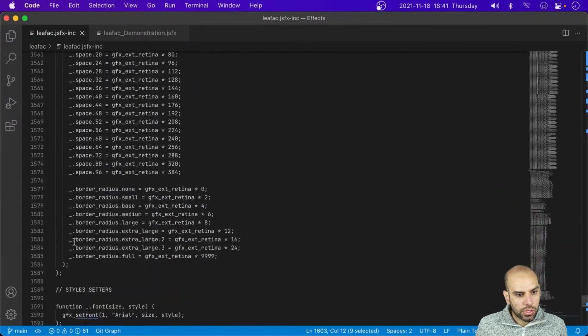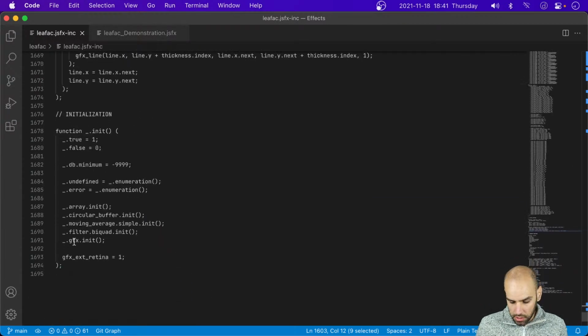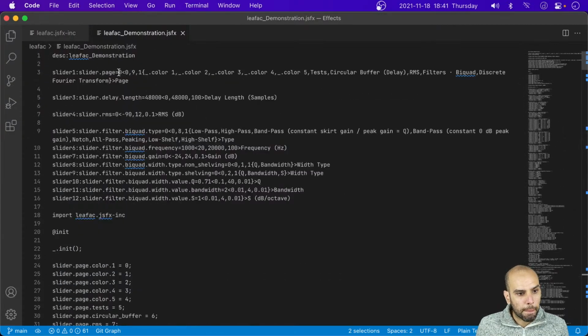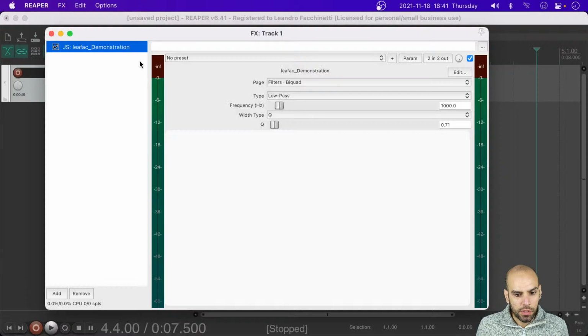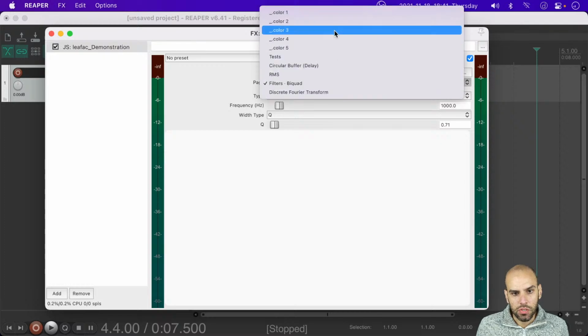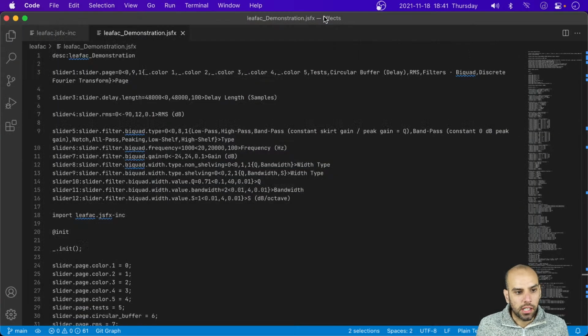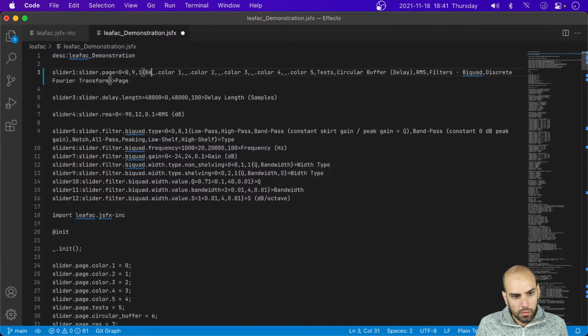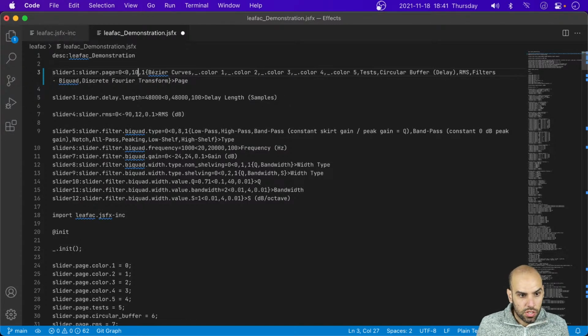So I'm going to start by defining, how about we start by using the function, and then we try to define the function. So let's create another page. This demonstration effect has several pages for the different things in the library. So how about we put this as the first page so that when we reload the plugin, it's already there. Bezier Curves. And now we have 10 pages.